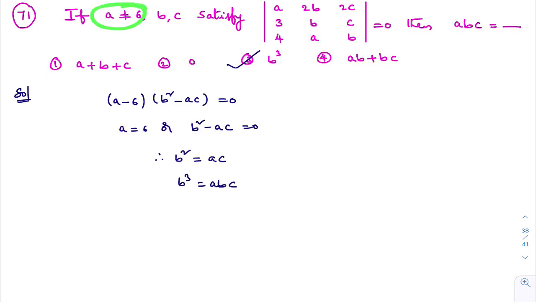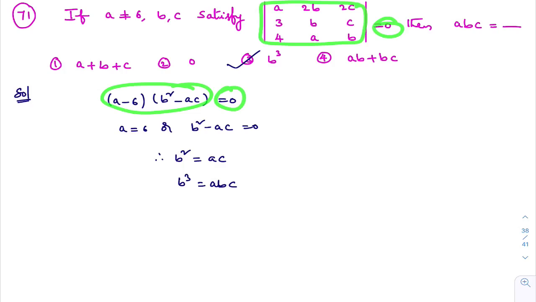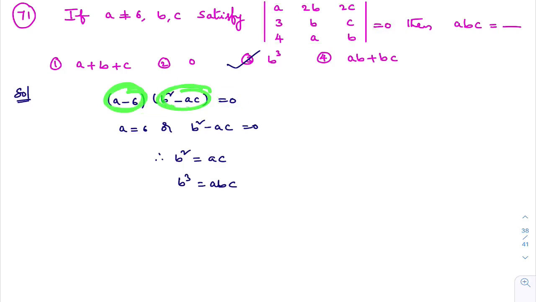They have given a not equal to 6 and this abc value satisfies this equation. Then what is abc? See, abc equal to which option is correct? Here what I'll do, I'll expand this determinant. You know how to expand the determinant. When I expand this determinant, I got this one, a minus 6 into b square minus ac. As you can expand this, I am not simplifying all that procedure. When you expand this determinant, you are going to get this one equal to 0. Here the product of two things is 0 means either this equal to 0 or this equal to 0.